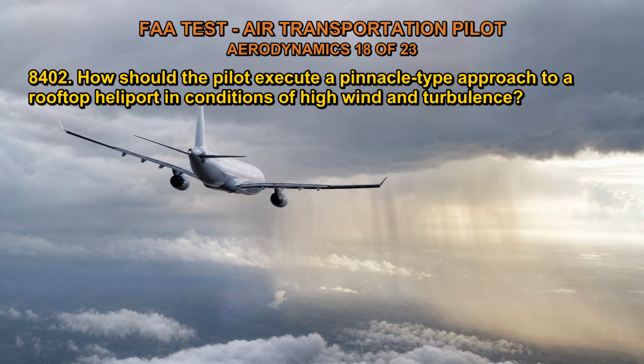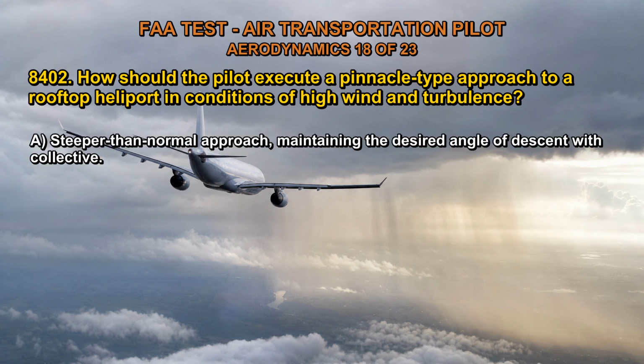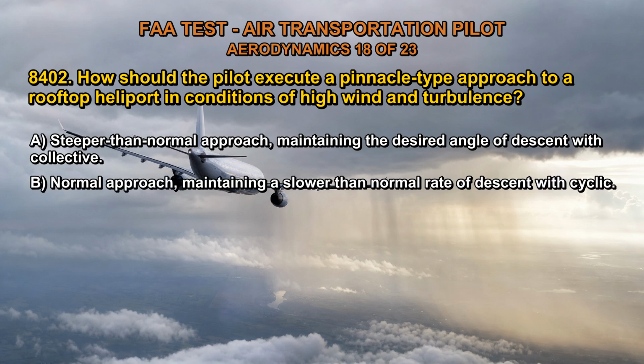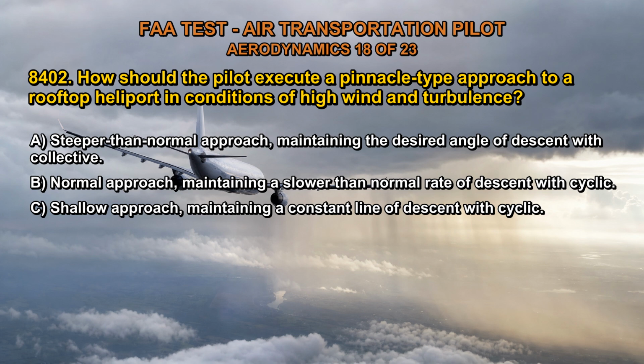8402. How should the pilot execute a pinnacle-type approach to a rooftop heliport in conditions of high wind and turbulence? A. Steeper than normal approach, maintaining the desired angle of descent with collective. B. Normal approach, maintaining a slower than normal rate of descent with cyclic. C. Shallow approach, maintaining a constant line of descent with cyclic. The correct answer is A.